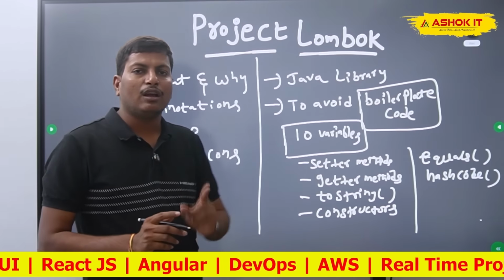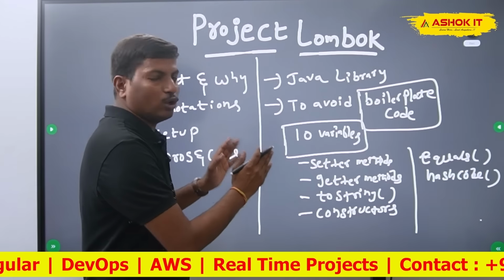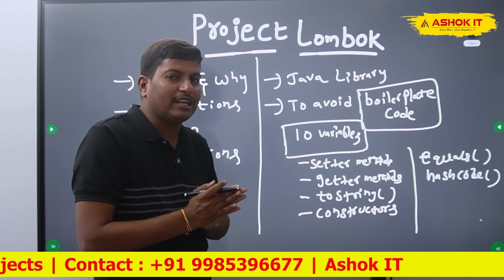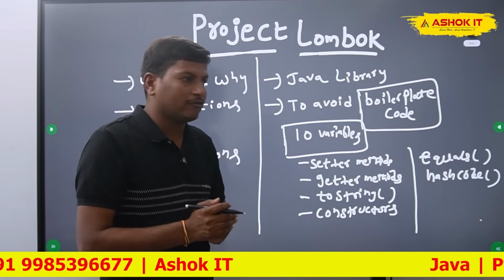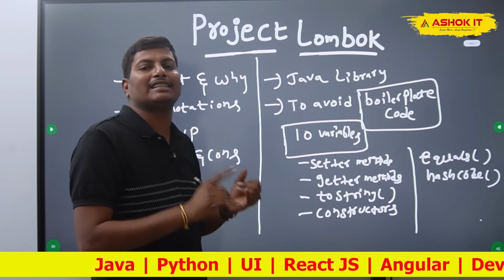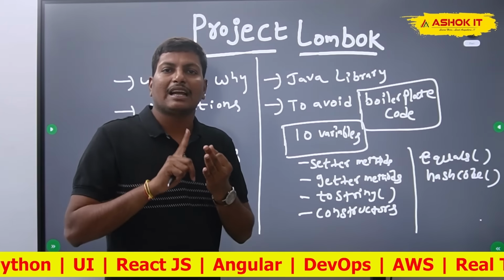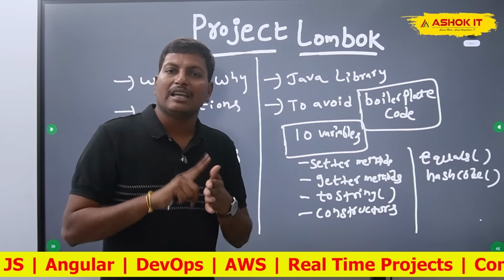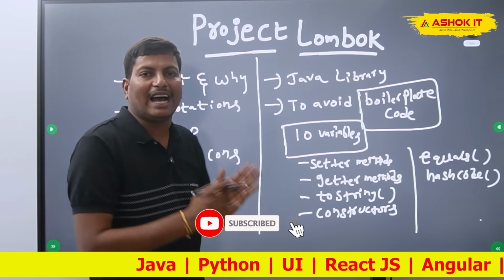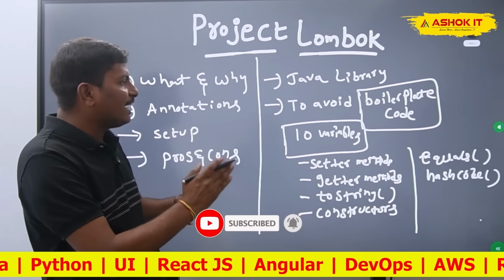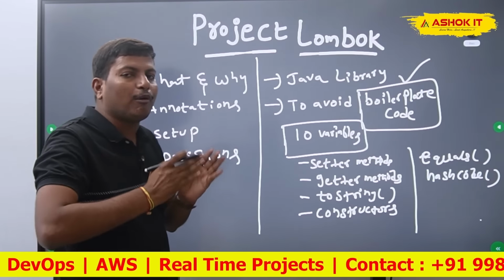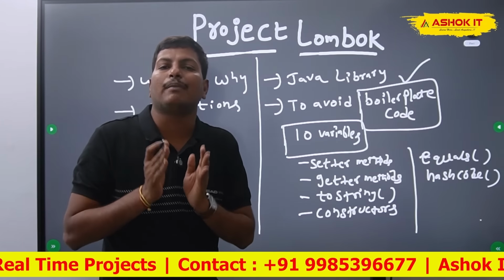If you are having one Java class, that is okay. We can write this code in that Java class. Suppose if you are having 100 Java classes with these variables, then in 100 Java classes we need to write the setter methods, getter methods, constructors, toString method, equals method, hashCode method. If you write this kind of code in 100 Java classes, then that code is called boilerplate code. So writing boilerplate code is not at all recommended.